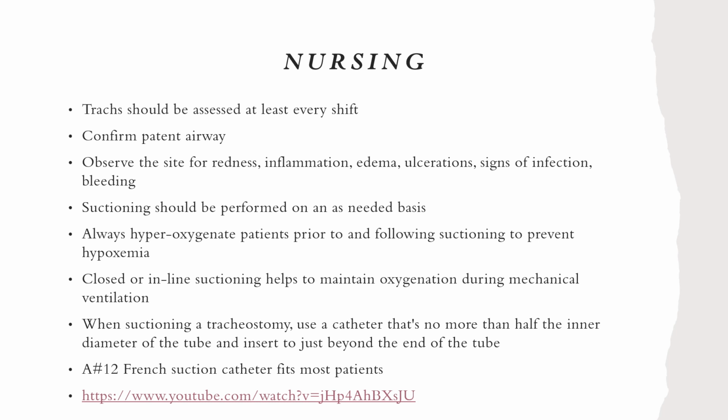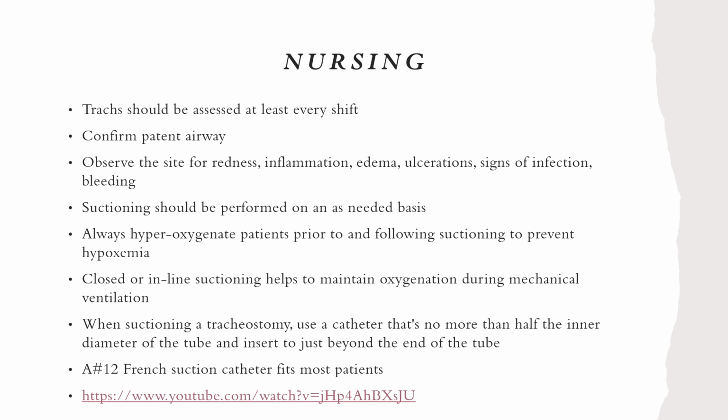When suctioning a trach, we use a catheter that's no more than half the inner diameter of the tube, and we insert it just beyond the end of the tube. Okay? And typically, a size 12 French suction catheter fits most patients who have a trach. Some facilities have respiratory therapy to help with care of trachs. I know BMC respiratory therapy is wonderful, and they help so much with the personal care and daily care of tracheostomies, and nursing does as well.